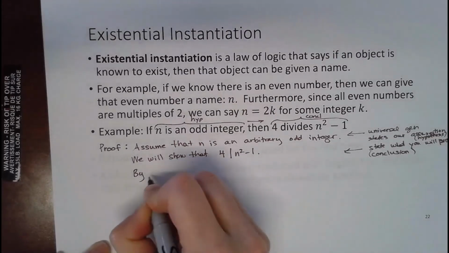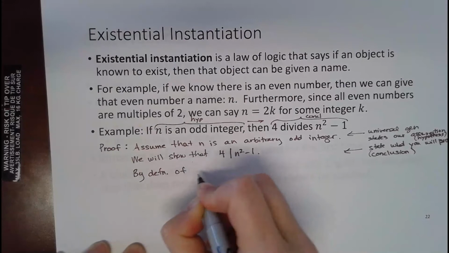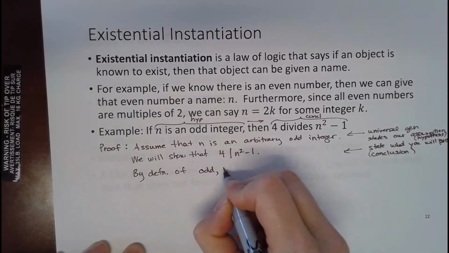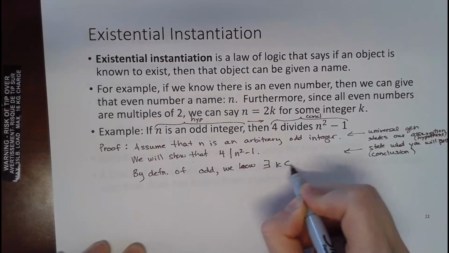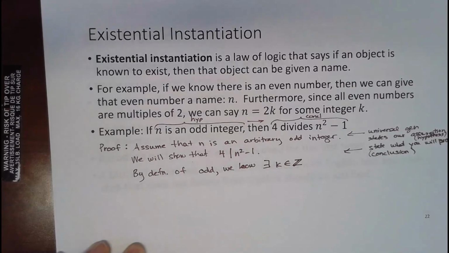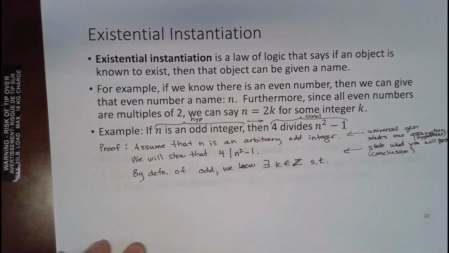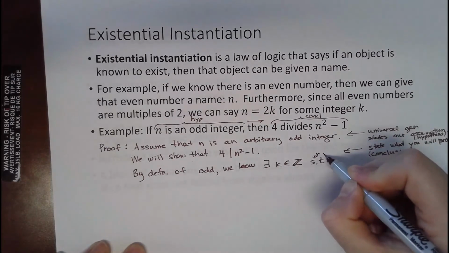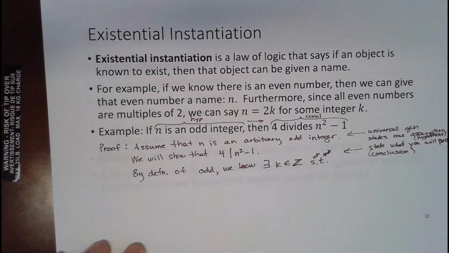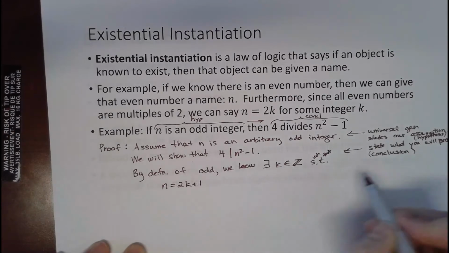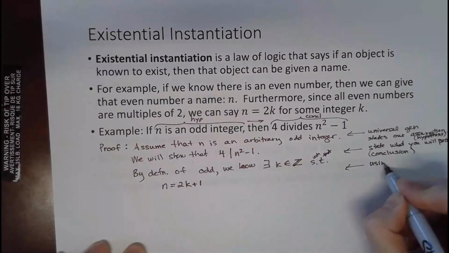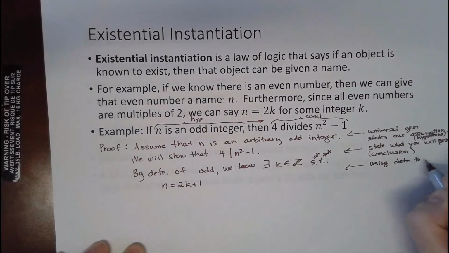So I might say then, by definition of odd, we know there exists a k that's an integer such that, and if you want to abbreviate, you may do that, this stands for such that, and then we know that n has to be 2k plus 1. Here I'm just using the definition to make a valid conclusion.